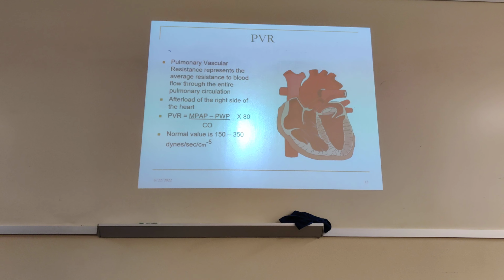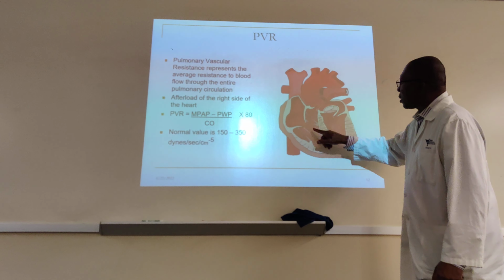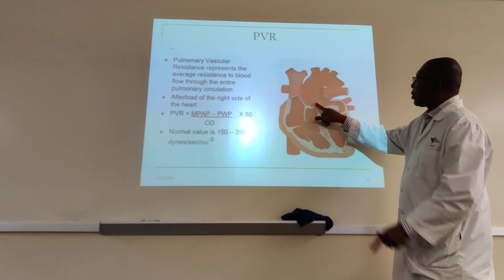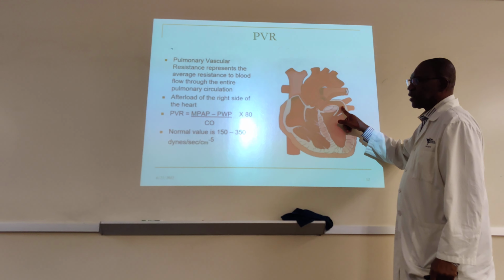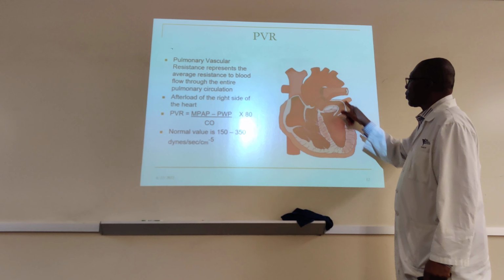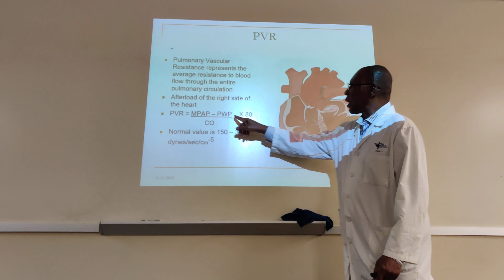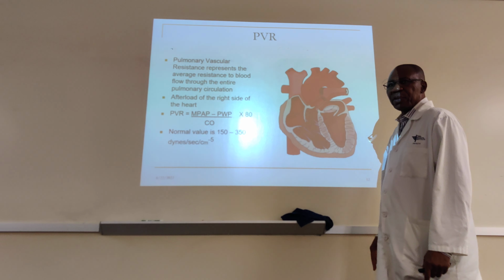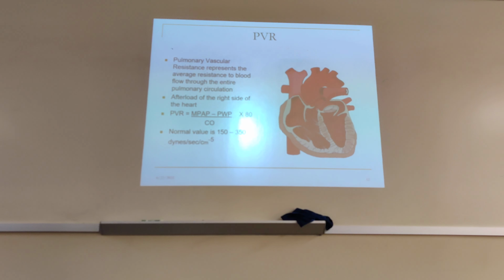So what we're measuring is resistance to blood flow. Here's the pulmonary artery here. So blood comes out here, immediately we calculate the mean pulmonary artery pressure. And then blood flows from here to here. Very short distance, blood flows from here to here. So that's how come we have mean PAP minus the ending pressure, the wedge pressure to the left side, divided by cardiac output, times 80. Normal for that is 150 to 350 dynes.